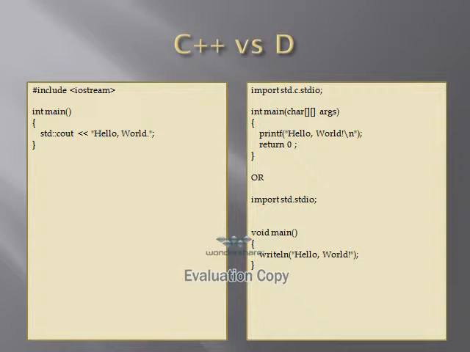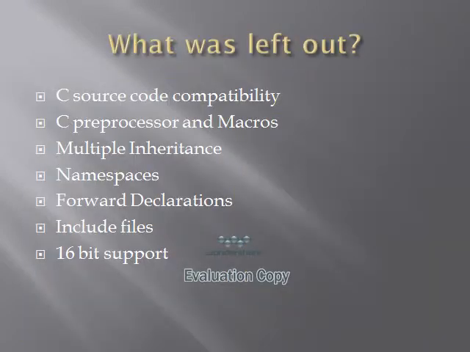It uses the printf statement, which is very familiar to many C and C++ users. And the bottom one uses a D writeln, and obviously there's no return as main is void. So the things I'm going to talk about are what was left out of C++, what was stripped from it to create D. They are the following: C source code compatibility, the C preprocessor and macros, multiple inheritance, namespaces, forward declarations, pound include files, and 16-bit support were all left out, so we'll talk about all of them.